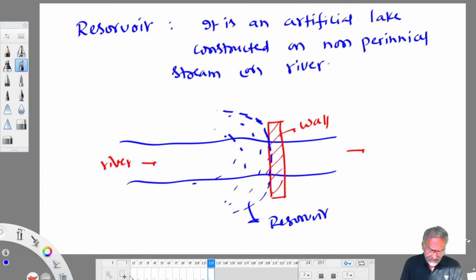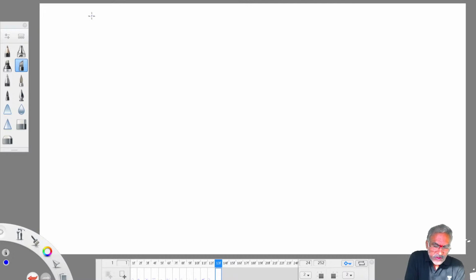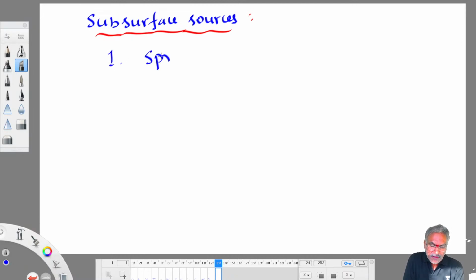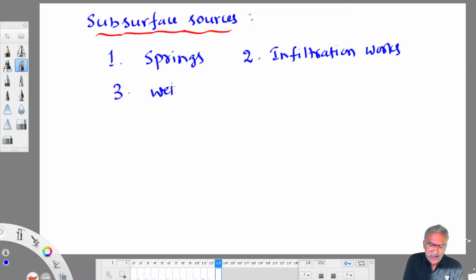Next, coming to subsurface sources. We have three kinds of subsurface sources. One is called springs. The second one is infiltration works. The third one is wells. Three kinds of things are there.